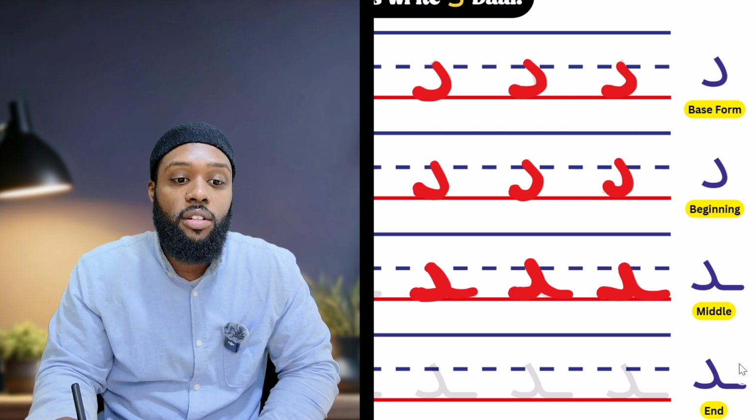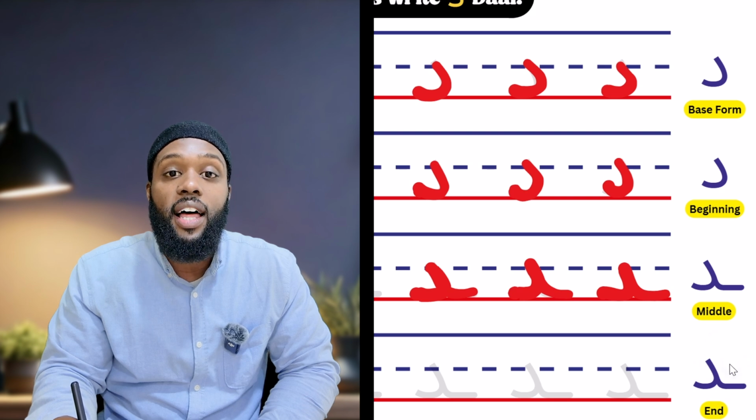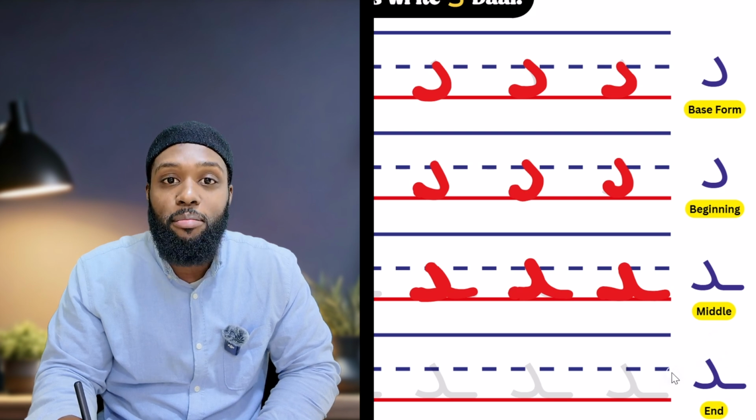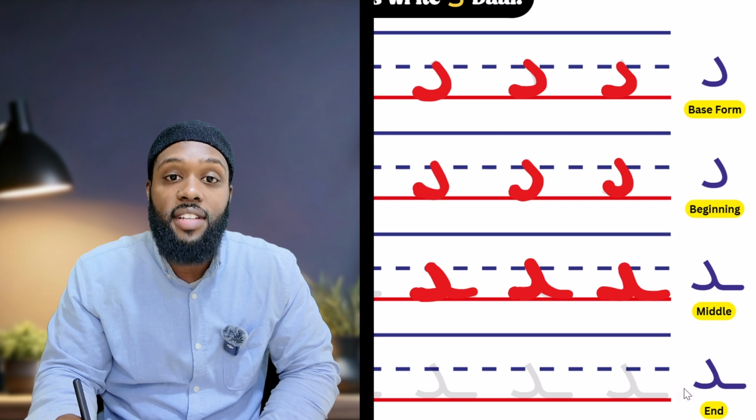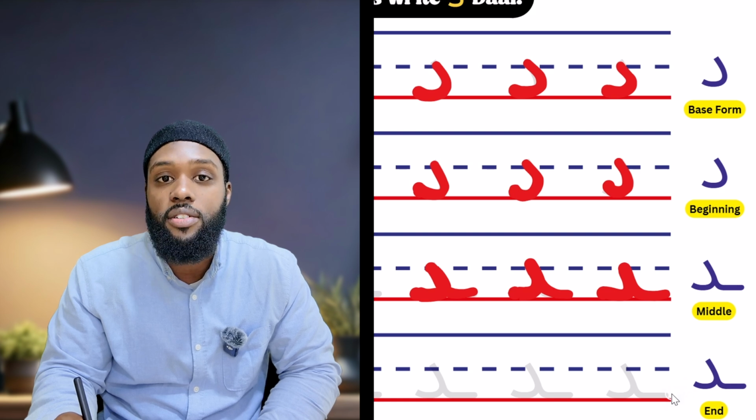At the end of a word, we see that the letter Daal looks the exact same. Why? Because it only connects to letters from the right. Okay, so it's only going to connect from the right side here, and it looks the exact same as it does in its medial form, when it's in between two letters.